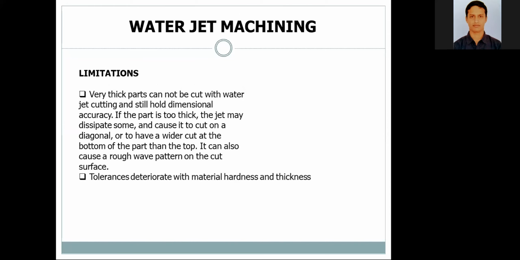Limitations. Very thick parts cannot be cut with water jet cutting and still hold dimensional accuracy. If the part is too thick, the jet may dissipate some and cause it to cut on a diagonal or have a wider cut at the bottom of the part than the top. It can also cause a rough wave pattern on the cut surface. The tolerances deteriorate with material hardness and thickness also.